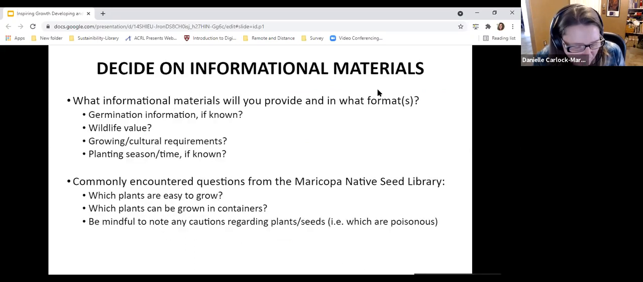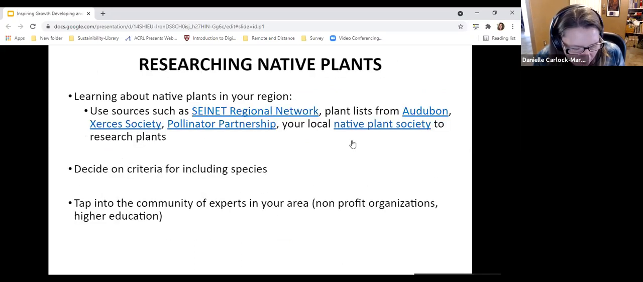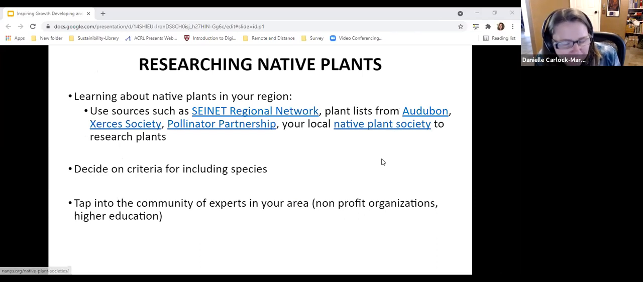Some of the regional networks may not have as many. I was looking at, I think, the southeastern one, and it wasn't as fully developed, but it is definitely a good starting source overall. And then Audubon has a tool where you can enter a zip code and get a list of plants that are native and wildlife friendly to your area. So that's another way to start developing a list of natives that you might incorporate.